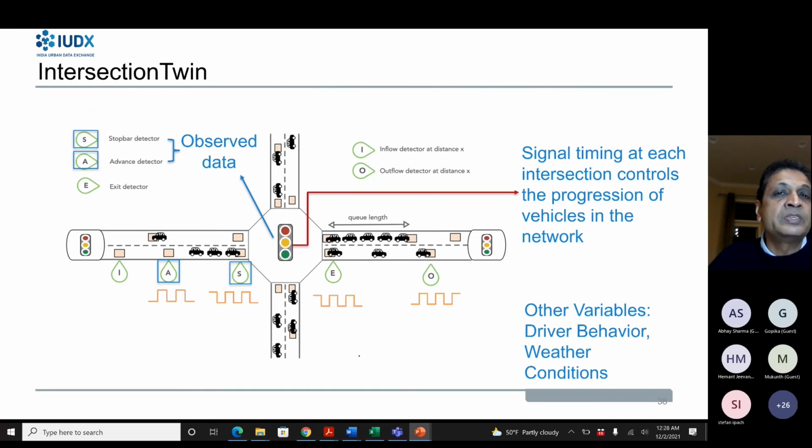Our goal is to be able to say, what is the optimal signal timing plan for a given traffic pattern, whether we derive it for a cycle, or for an hour, or for a day, is something which we can let the policymakers decide.